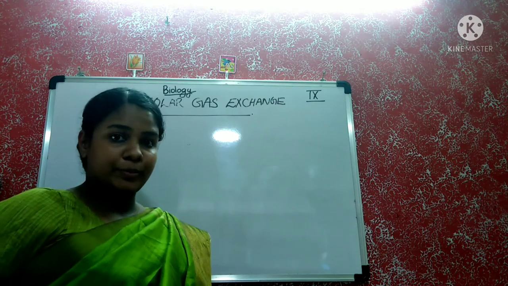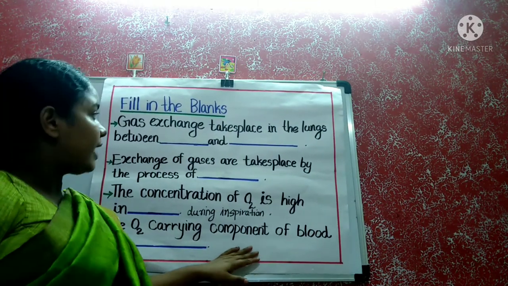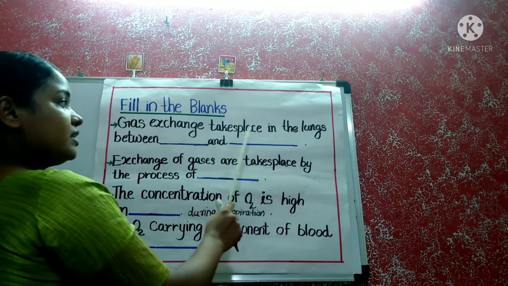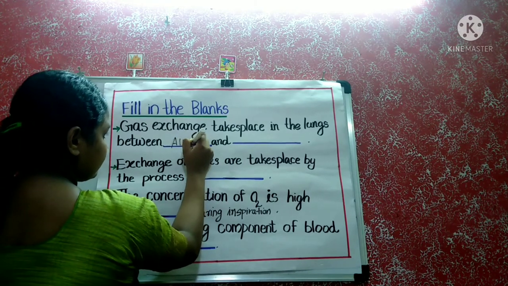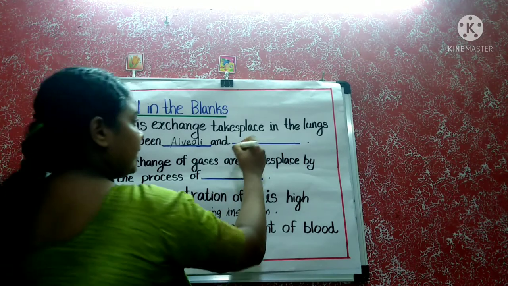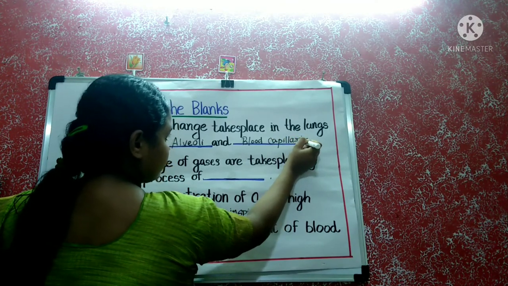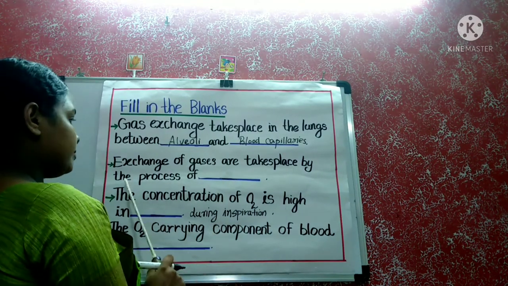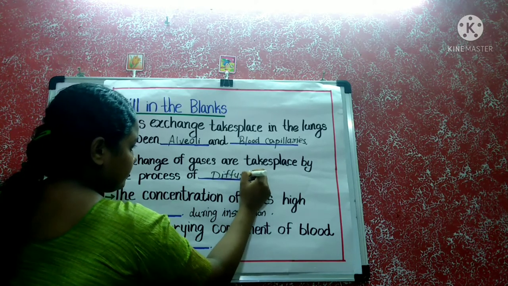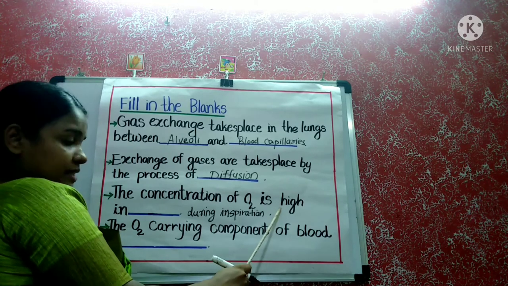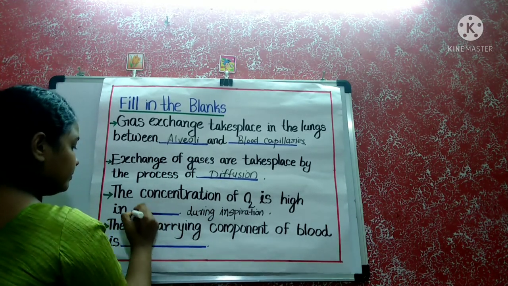Okay, very good. For concluding this topic, I will give you a chart to fill in the blanks. Okay, answer it. Gas exchange takes place in the lungs between alveoli and blood capillaries. Then exchange of gases takes place by the process of, very good, diffusion. Then the concentration of oxygen is high in dash during inspiration. Very good. That is alveoli.